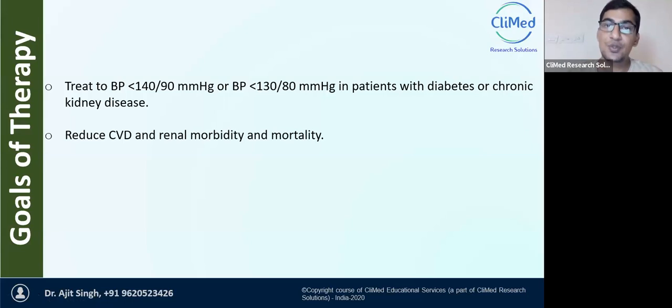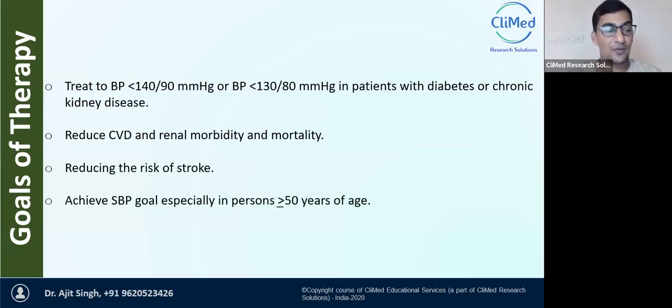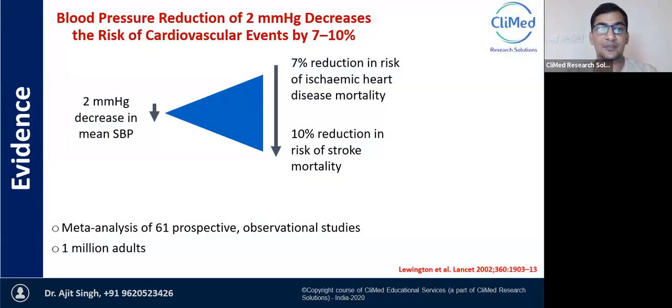Okay, and we should always be careful about the renoprotective drugs, and in the BP control, we should always think that whatever blood pressure we are maintaining should be renoprotective. It should protect the kidney, right? And we should also think of reducing the risk of stroke and achieving the SBP goals, especially in persons of more than 50 years of age. So in the elderly, it is very important to maintain the blood pressure, right?